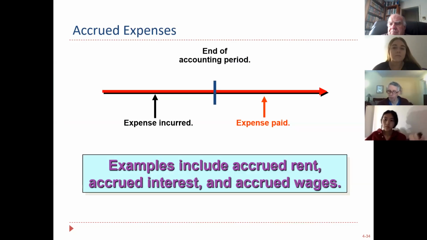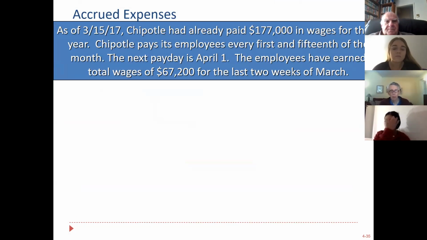Here we go. This is probably the biggest part of your adjusting journal entries. Accrued expenses. Companies have tons and tons of accrued expenses. Accrued expenses: rent, interest, and wages. Now, I bet we've all been out in the workforce.